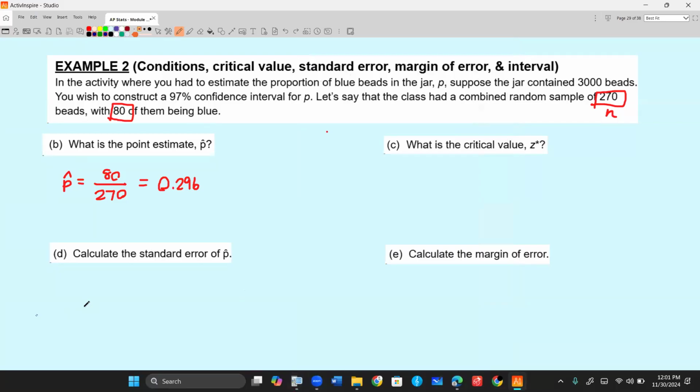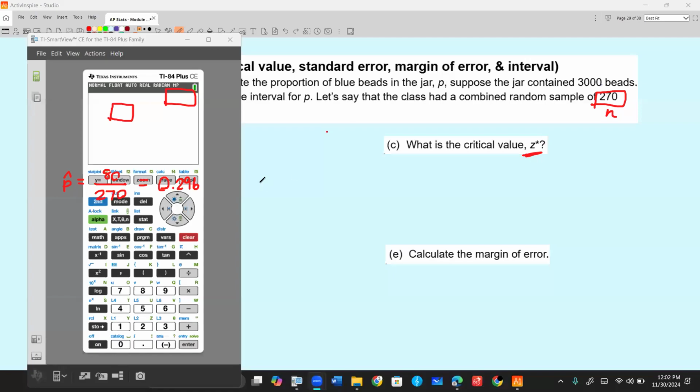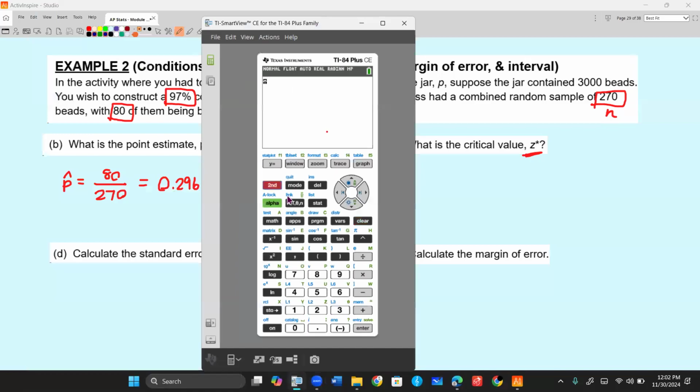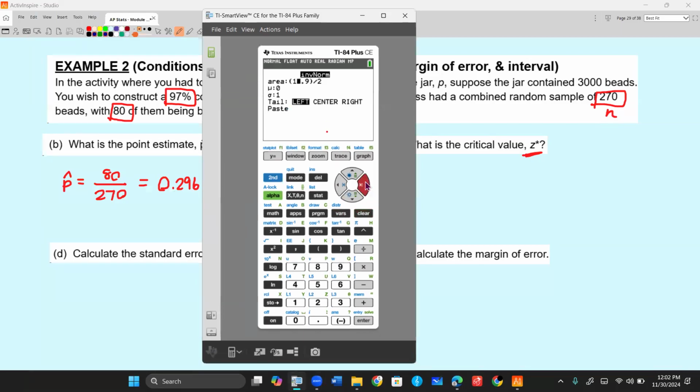Part C, what is the critical value Z star? We're going to look at our confidence level, which is 97%, and that's going to drive what our Z star is. Since I want to use something that works for all calculators, I'm going to go into my inverse norm and look at my confidence level, which is 97%. So I'm going to do parentheses 1 plus 0.97, and then divide that by 2. I'm going to keep it left, and my critical value, my Z star, will be 2.170, so 2.17.